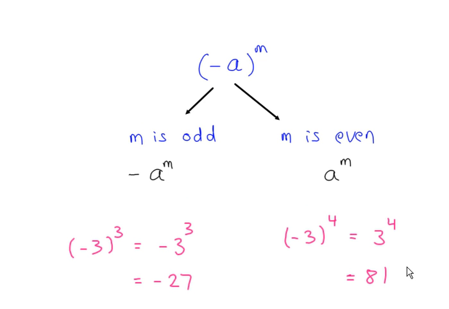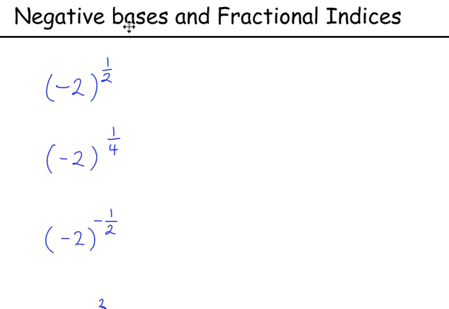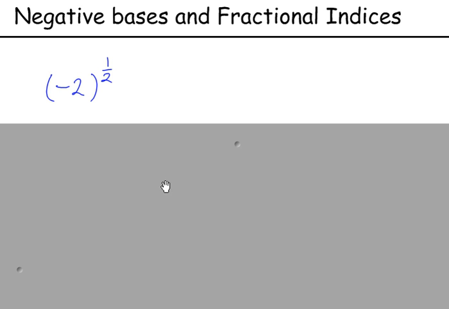So we've looked at negative bases with integer indices. Now we're going to look at fractional indices. The power of a half means the same as square root. And we're square rooting minus 2, and you know that you can't square root a negative number, so this doesn't have much meaning here.